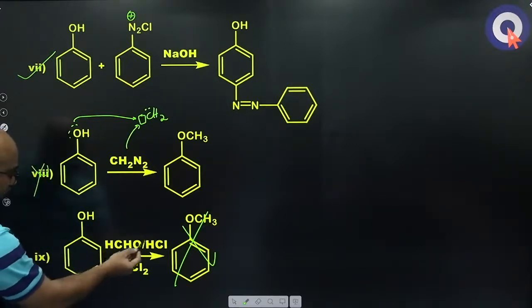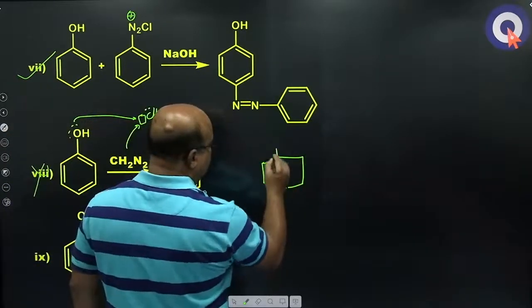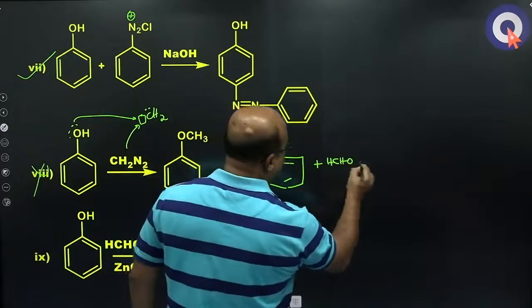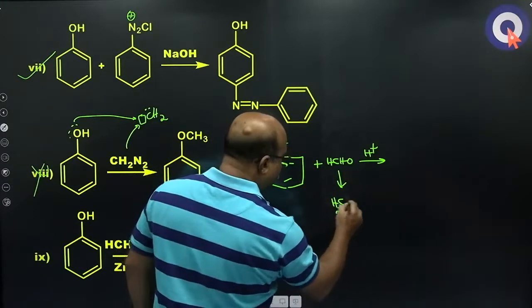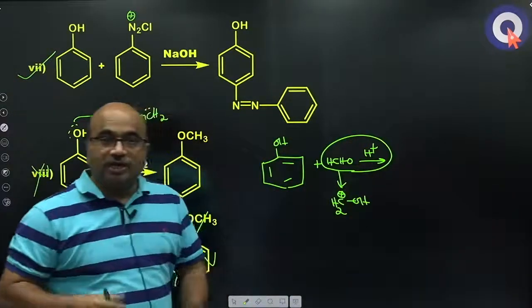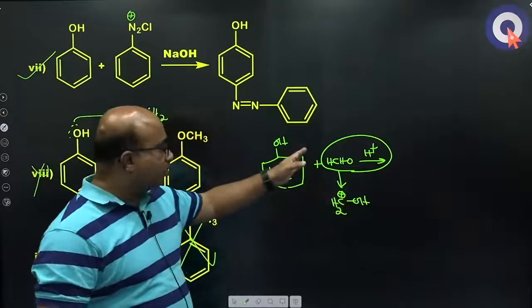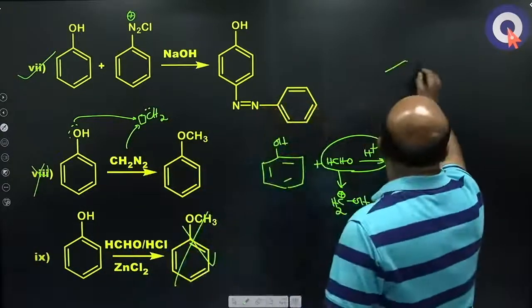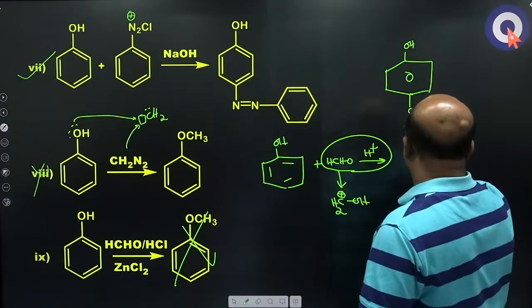If it is formaldehyde in the presence of acid, like the reaction we already discussed earlier, HCHO in presence of acid will convert into CH2OH plus. So it generates an electrophile. That electrophile can be substituted at the ortho position as well as at the para position. So this product might be given like this, OH, let us say CH2OH.